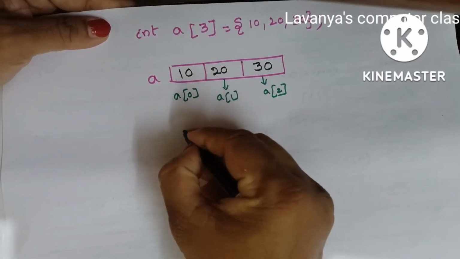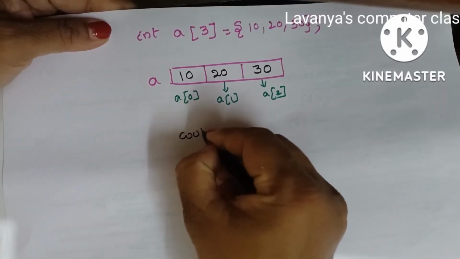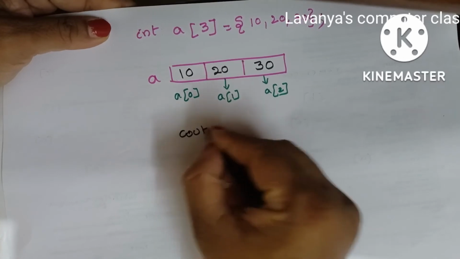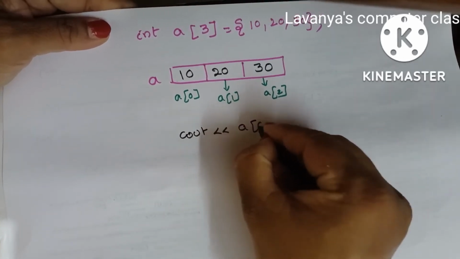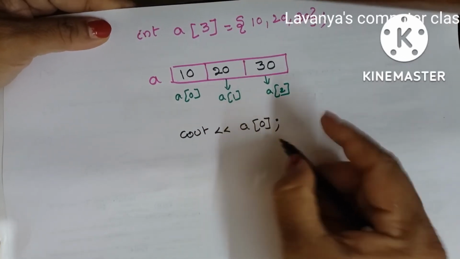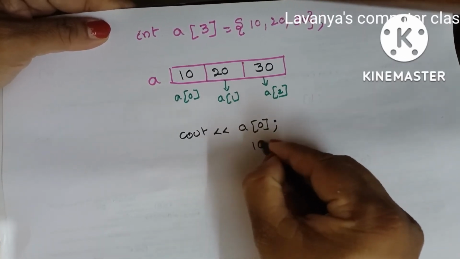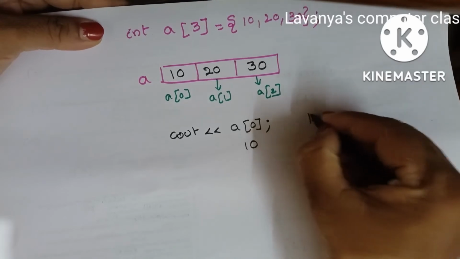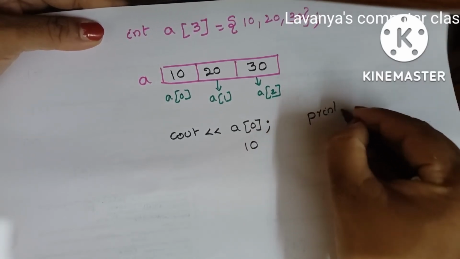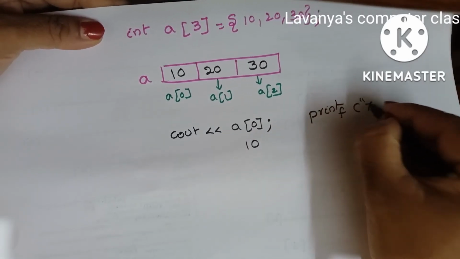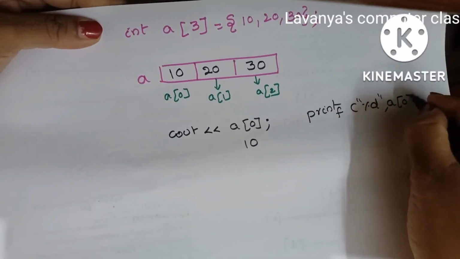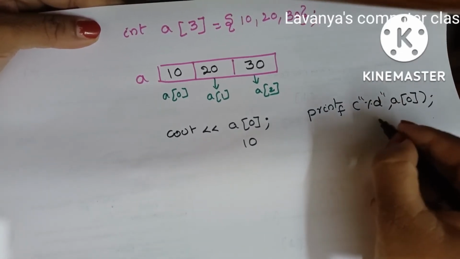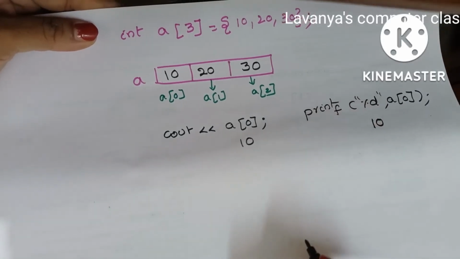Now I want to print. In C++, the print command is cout. Cout a of 0. A of 0 means, how is it printed? It prints the value 10. If it is in C language, how do we print? The print command is printf %d. Which value do you want to print? A of 0. Whenever you print like this, the value of a of 0 is printed.